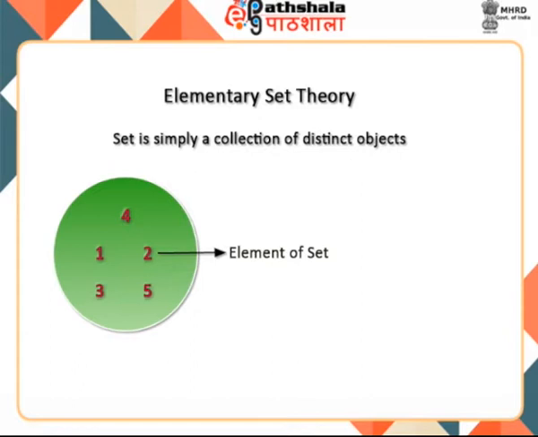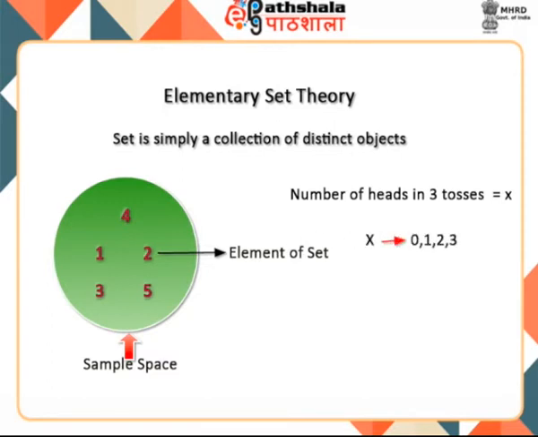In certain considerations, the totality of elements pertaining to that discussion or consideration can be identified and described. The set of all possible elements of a consideration is called the space. For example, suppose that the number of heads in 3 tosses is denoted by x, then x can take values 0, 1, 2, and 3. Thus, the space of this experiment would be D equal to {0, 1, 2, 3}.